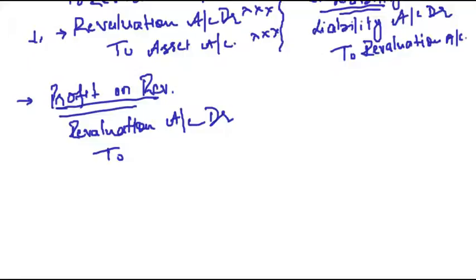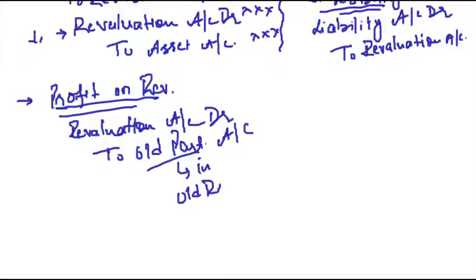Now the question is, to whom does this revaluation profit belong? To all the partners, or to the old partners, or to the new partner? This revaluation profit, the revaluation of assets and liabilities, these new values belong to the period when the new partner was not in the picture. So this revaluation profit belongs to old partners, in the old ratio.